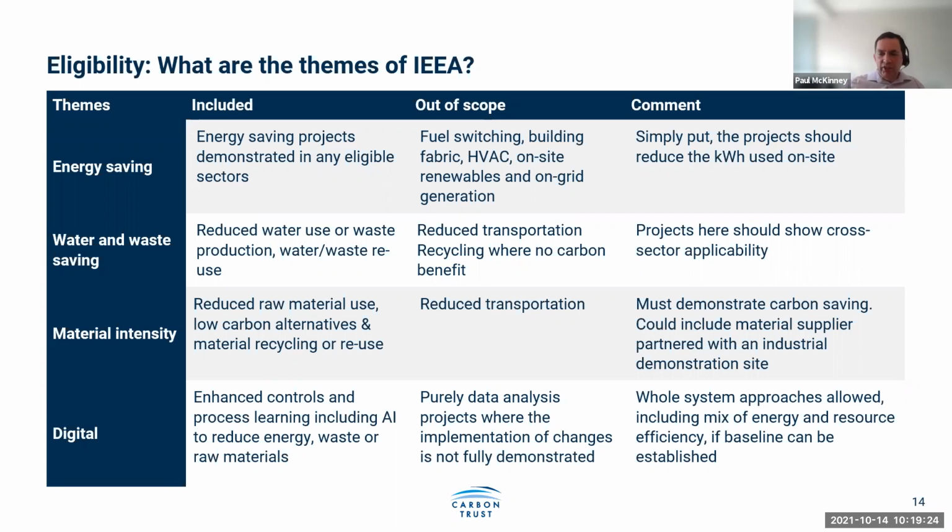And then I've mentioned digital on here. Digital was always part of the last program, and we've got an excellent project producing a digital twin for the paper industry. But we want to encourage this, and so projects with enhanced controls and process learning that reduce your energy, waste and raw materials use are in scope. But there needs to be actual implementation of the results. So it's not just about the data analysis; it's about implementing the results of that.